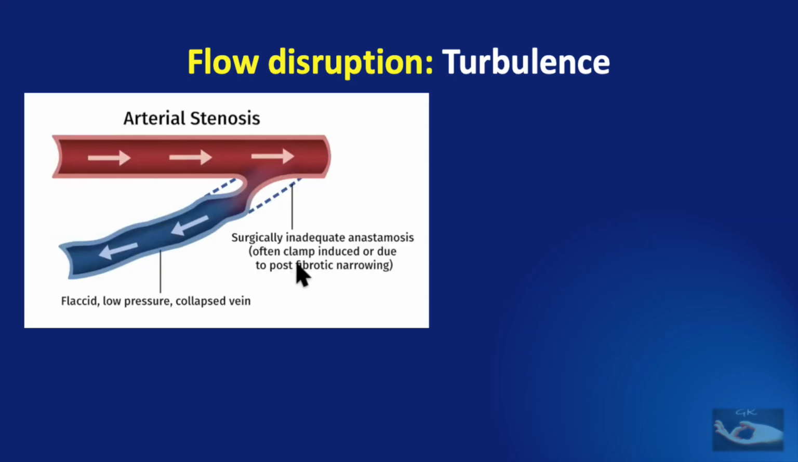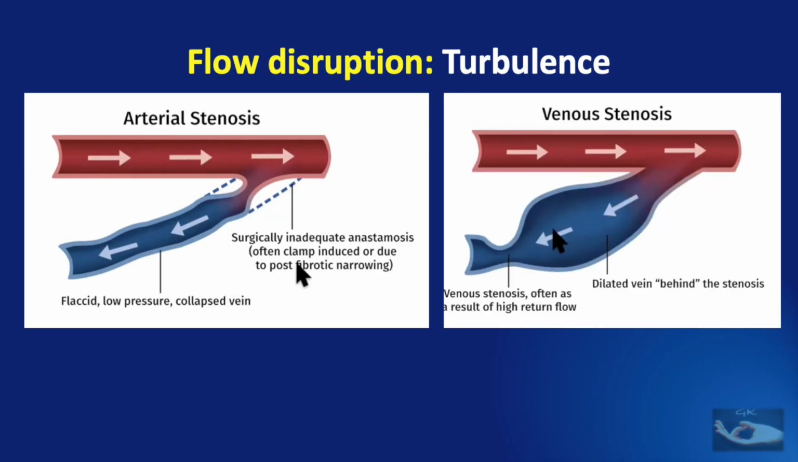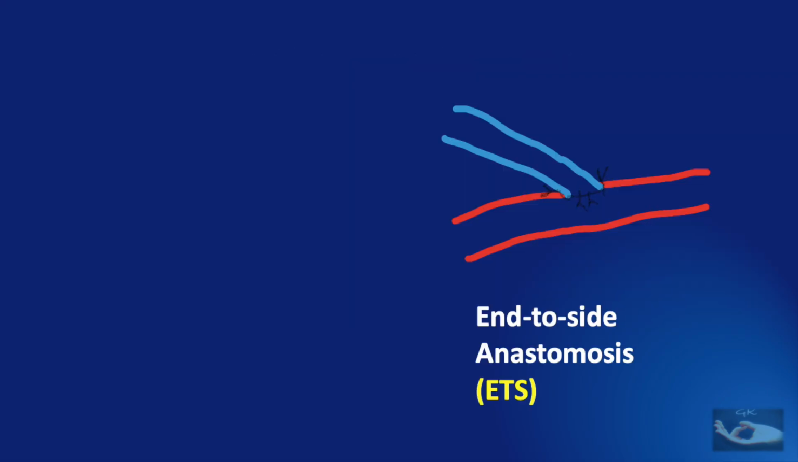When an arterial stenosis occurs, usually due to surgical inadequacy, the amount of venous flow into the anastomosed vein becomes less, so the vein becomes flaccid with low pressure, leading to a collapsed vein, which is more prone for thrombosis. In a venous anastomosis, there is a buildup of pressure behind the stenosis in the vein, leading to a dilated vein. So far, we have seen the hemodynamics of the end to side anastomosis.